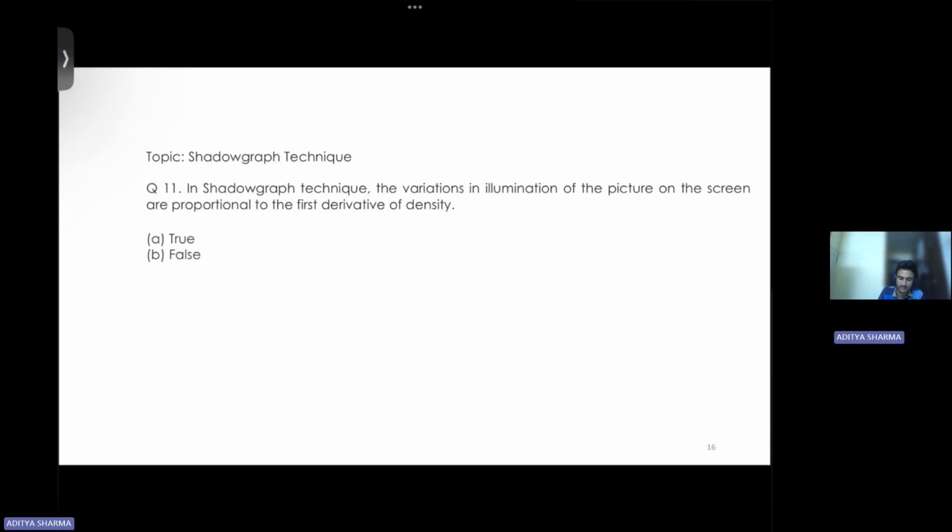And as far as our question is concerned, it has been written that the illumination of this picture on the screen is proportional to the first derivative. That is not correct, it is proportional to the second derivative, right? So it's a false statement.